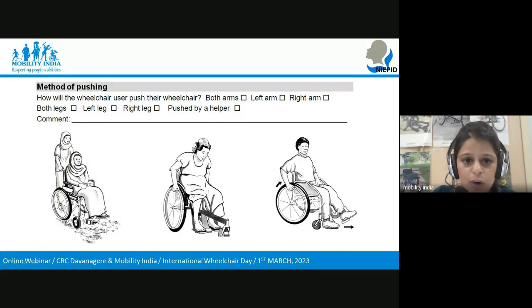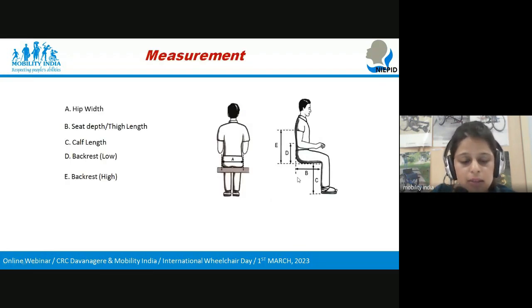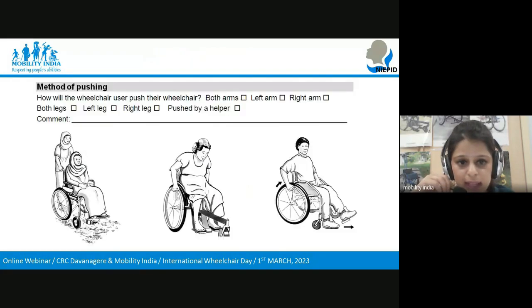Previous slide. So if you move on to the physical assessment. Hello, previous slide.